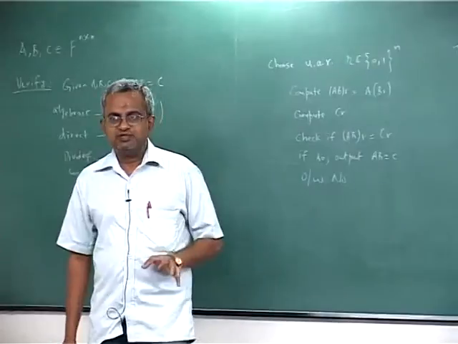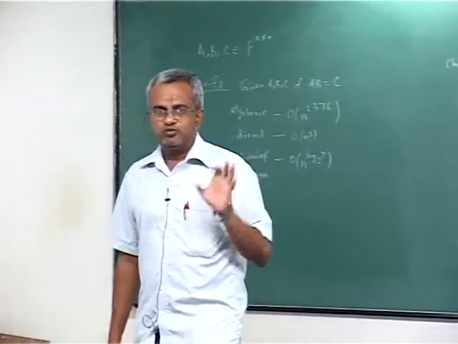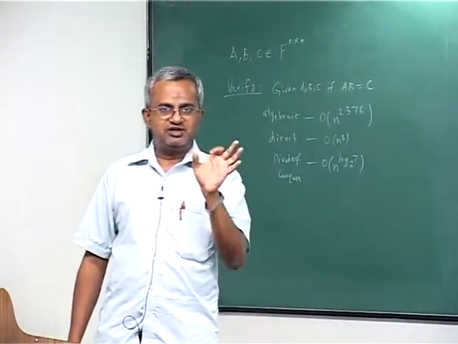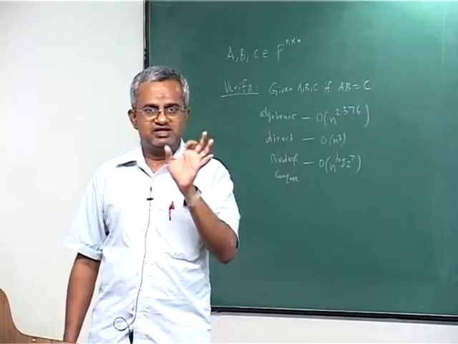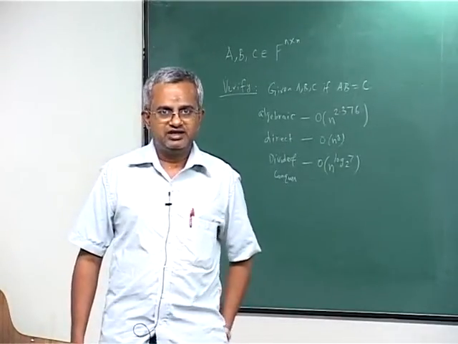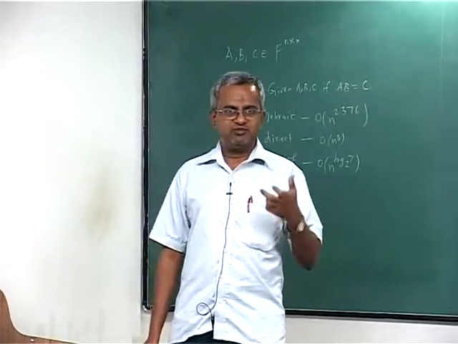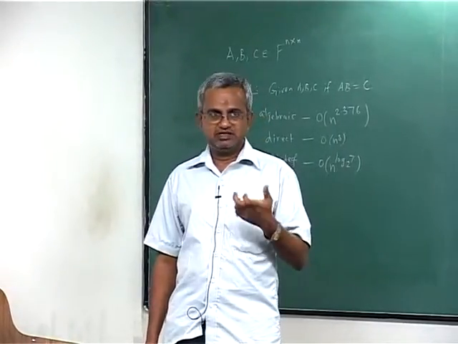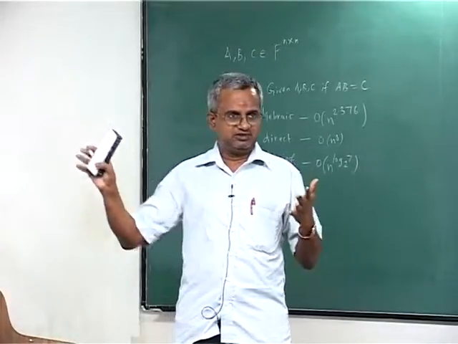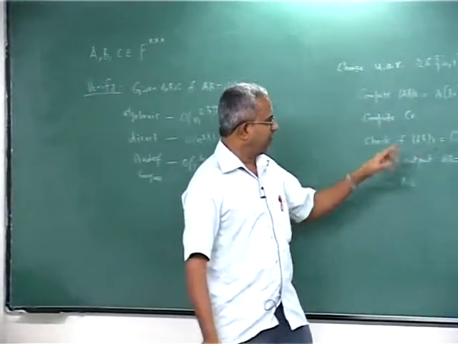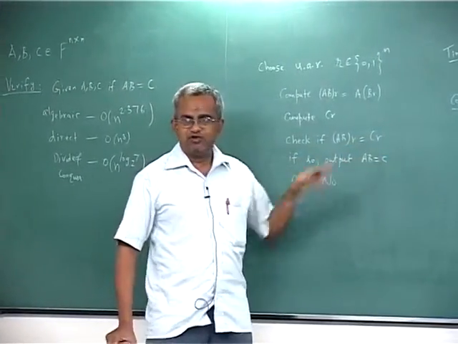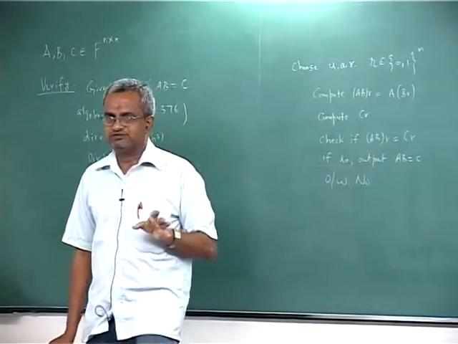So, the algorithm outputs a correct answer if AB is not equal to C with probability at least half. If AB equals C, the answer given by the algorithm is correct with probability 1. If AB equals C, then you know that these two will be equal, and hence you will only output yes, there is no doubt about it.